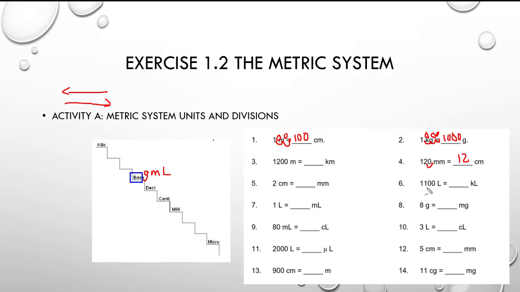Let's do this one. 1,100 liters to kiloliters. So here's my base, liter. How many steps to kiloliters? I'm going 1, 2, 3 steps. So I'm going to the left. Since I'm moving up, I'm moving to the left 3 spots. Here's my decimal point, 1, 2, 3. So that's 1.1 kiloliters. All right, so you can just keep doing this all the way through the activity.